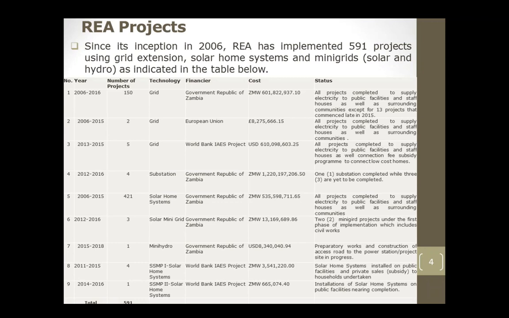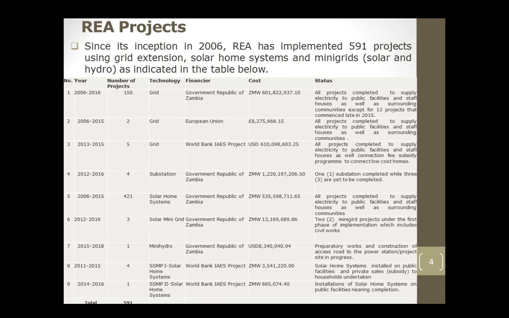Then the 6th one is the solar mini grid. These are a special kind of projects which we have been earmarked for implementation in 2016. So civil works are ongoing. These are in very remote places. Then we also have a mini hydro project.